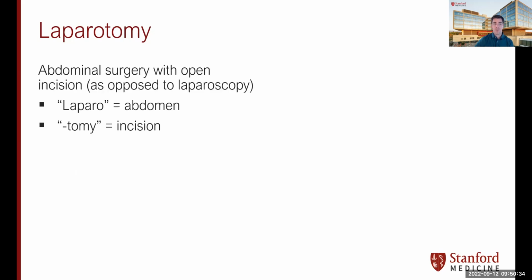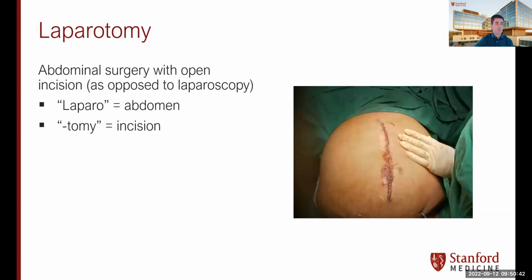Yeah, so this is actually a really difficult one, and one that we get confused about on the wards quite a bit. So laparo is abdomen, tomy is incision. So laparotomy is abdominal surgery with an open incision, as opposed to laparoscopy, when you actually go in with a camera. So an exploratory laparotomy is when you go straight down the middle of the abdomen, and then look at the abdominal contents and try and fix what you can depending on what's going on.